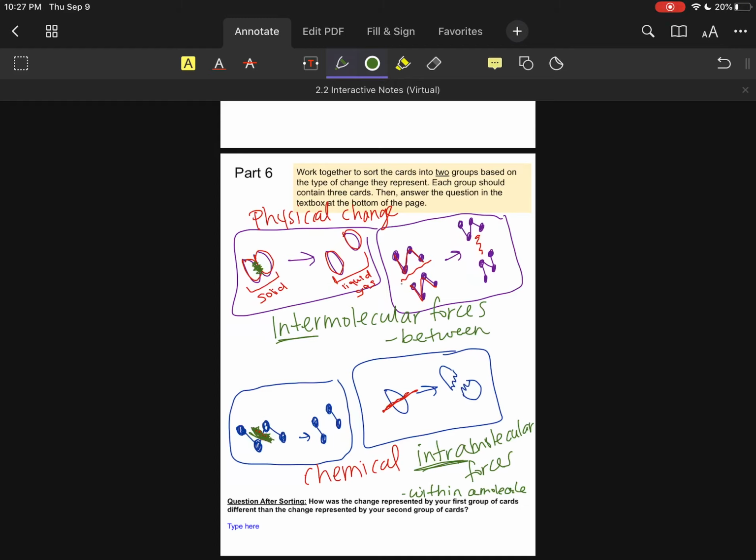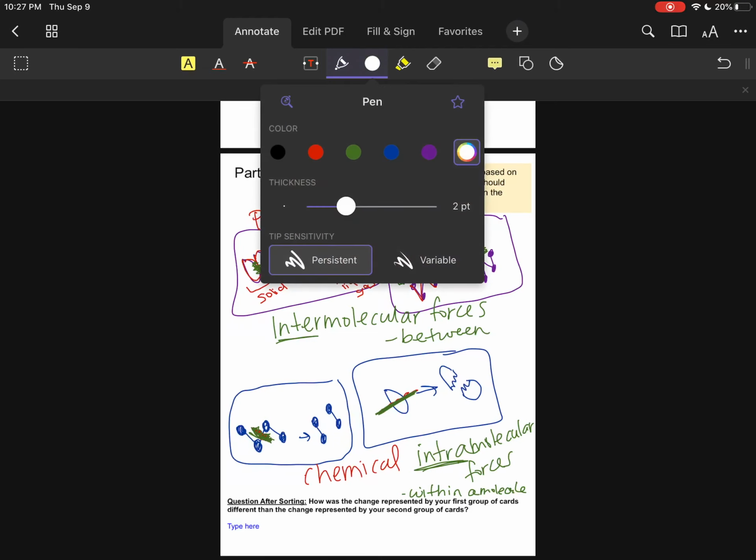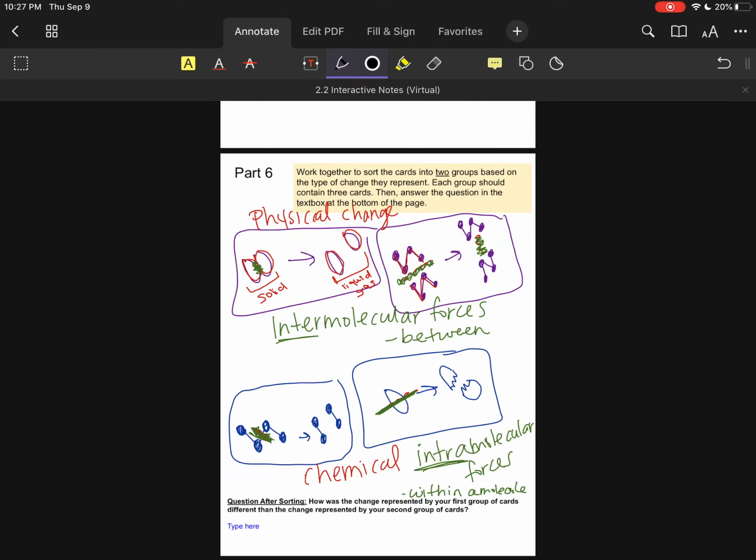Do you think it requires more energy to separate a whole molecule, so to overcome those forces between molecules? Or do you think it requires more energy to overcome those forces within a molecule? So if you guessed, let's change my color here. If you guessed down here, right, you would be surprised. So more energy needed. Okay.